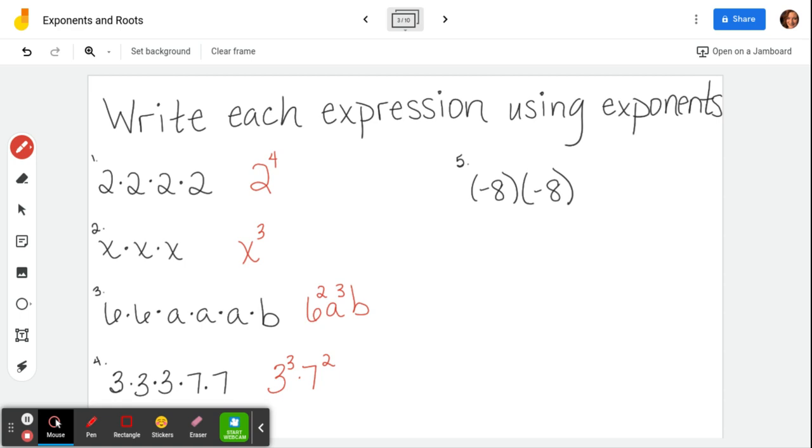Number 5, now that -8, because it's in parentheses, that negative is so important that we keep it in parentheses. I'll be talking about that a little bit more here in a few minutes, but that is -8 in parentheses to the 2nd power.